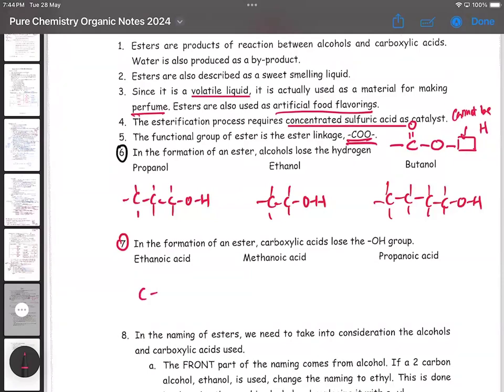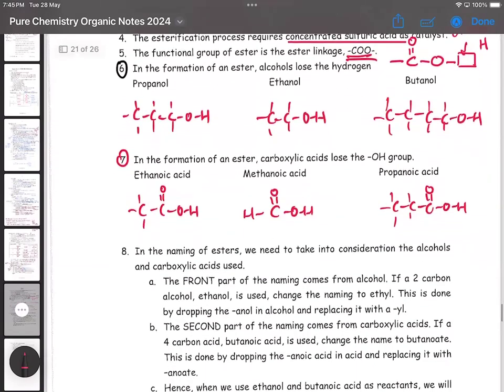And then for two carbon acid, we always draw the COH first, then we extend out one more carbon. Methanoic acid, one carbon acid, we extend out the H. And propanoic acid, we have three carbon, so we draw the COH first, and then we extend out two more carbon on the side. All right, so nothing much here.